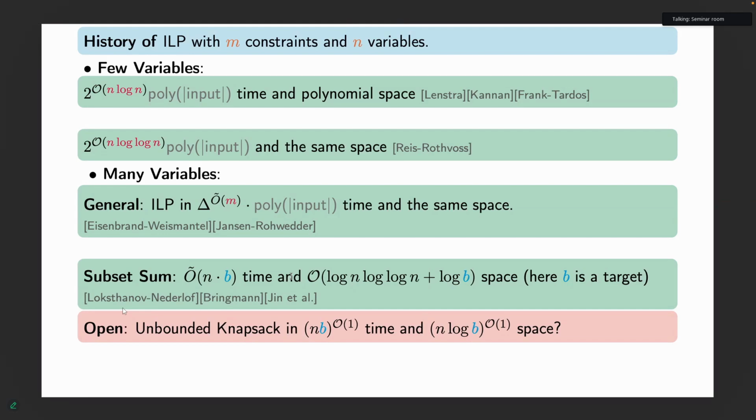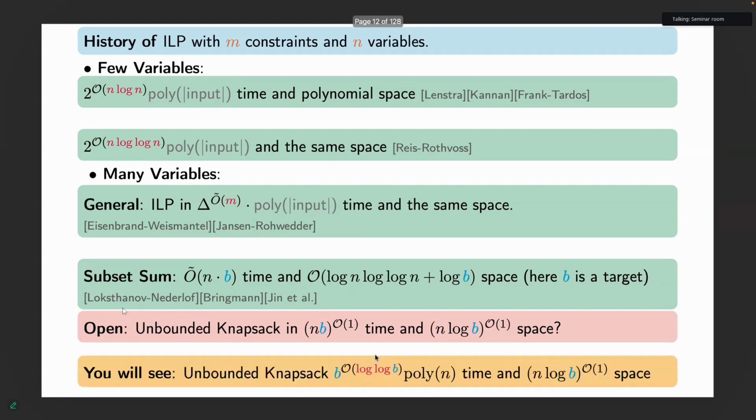And for unbounded knapsack, which is the first case when m is equal to 1, it's actually open to get this. Like, I visited Krakow in 2018 for the first time, and with Adam Polak we spent a good amount of time on this problem. We still don't know the answer. But recently we made some progress with Lars, and we get b to the log b time and polynomial space.